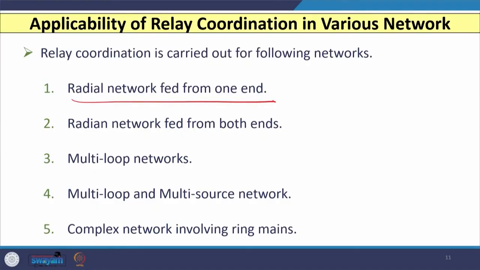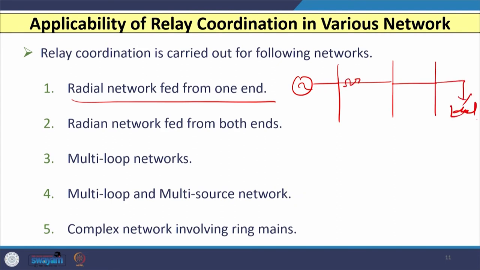Now, let us see on what type of network we can apply this relay coordination. It can be carried out on several networks, such as a radial network fed from one end. It is as simple as having the source at one end, then the relays, and the load at the other end. The relays are located somewhere here, let us say R1, R2 and so on, and loads are connected on the right-hand side, whereas the source is available on the left-hand side. So, this is a radial feeder, or radial network fed from one end.